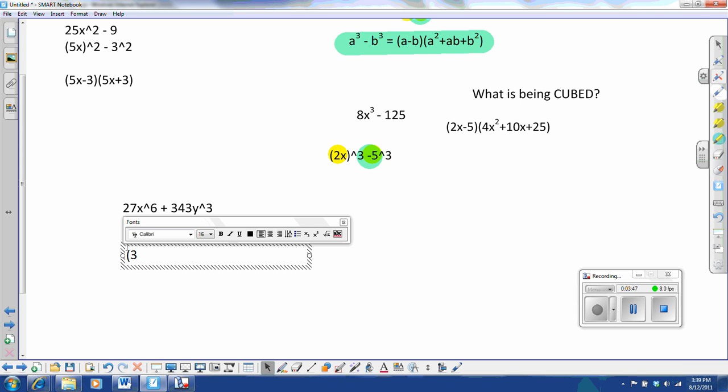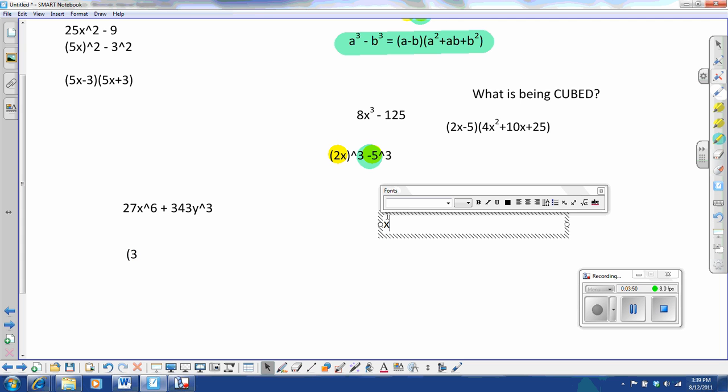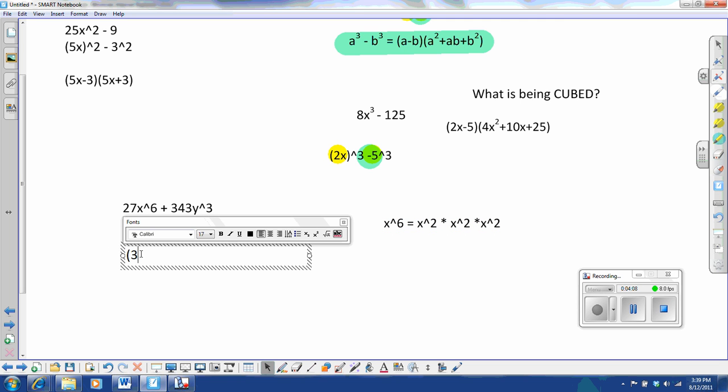Now, x to the 6th is x squared times x squared times x squared. Remember the property of exponents where you add the exponents together. So looking at the 27x to the 6th, I really have a 3x squared that's being raised to the 3rd power. Now the 343 is 7 to the 3rd power. So for 343y to the 3rd, I have 7y quantity to the 3rd power.